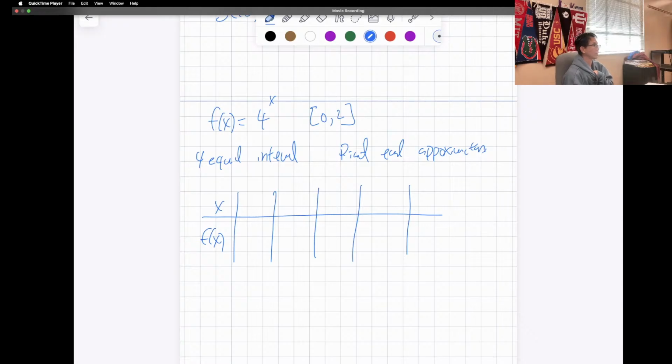There are 4 total intervals, 4 total spaces, so I need 5 numbers. Well, the first number is easy. It's 0. But if you use right, then you can get away with 4 numbers, just the 4 most right. But for the table you should do everything, right? So what is the first? 0, right? Half. 1. And what? 3 over 2.